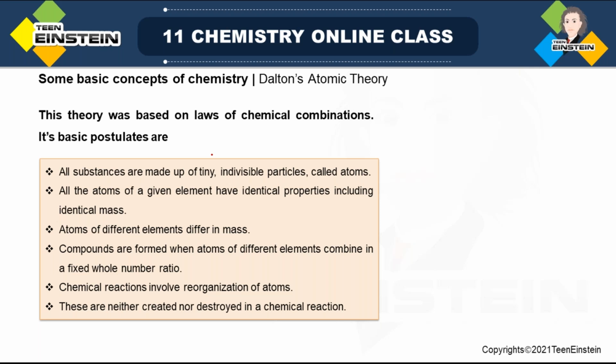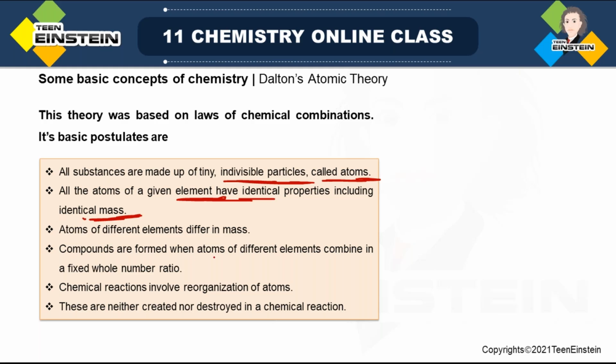The basic postulates are: all substances are made up of tiny indivisible particles called atoms. So further you cannot have any smaller particle. This is the last small particle possible. Second, all the atoms of a given element: suppose you have only oxygen, there is no other element, then obviously all the atoms of oxygen will have identical mass. Third, if it is a different element, suppose you have oxygen as one element and nitrogen as the second element, the atoms will be different in mass.